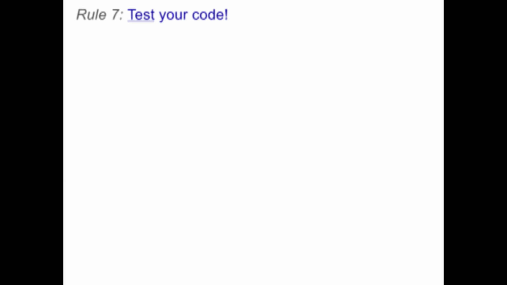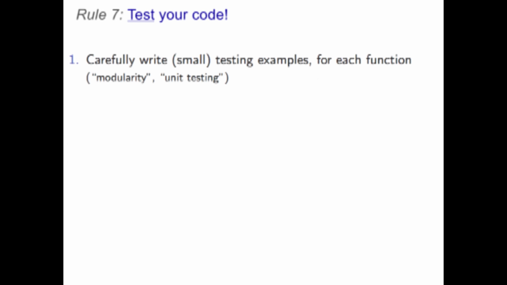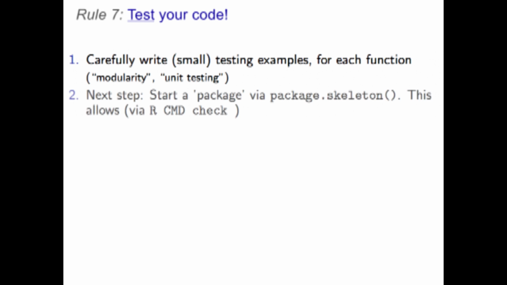Test your code. This is not to be forgotten. Carefully write small testing examples for each function. Use modularity in testing. This is called unit testing, applied computer science. The next step: put your code into an R package. There's the package.skeleton function that helps you get started. There is now newer stuff from Hadley and his devtools and other tools. The nice thing about writing a package is you get automatic tests. Part of them are absolutely for free for you as an R code writer.